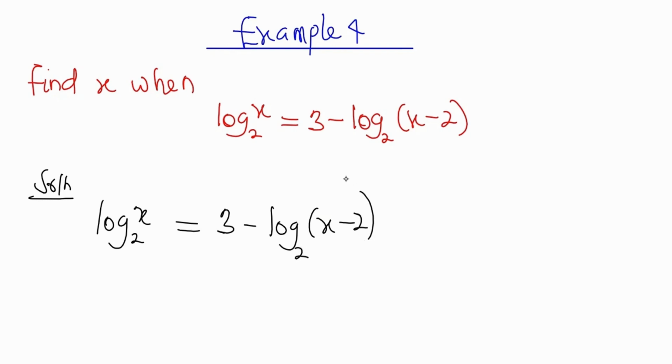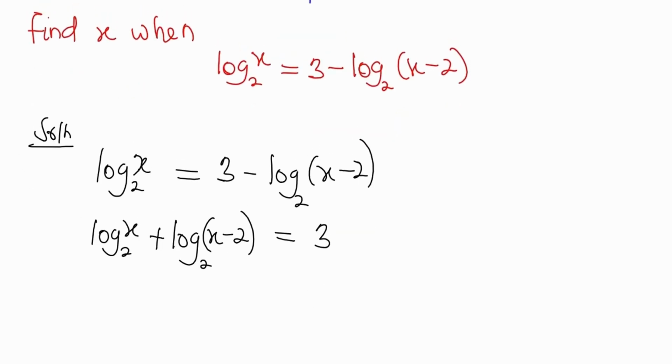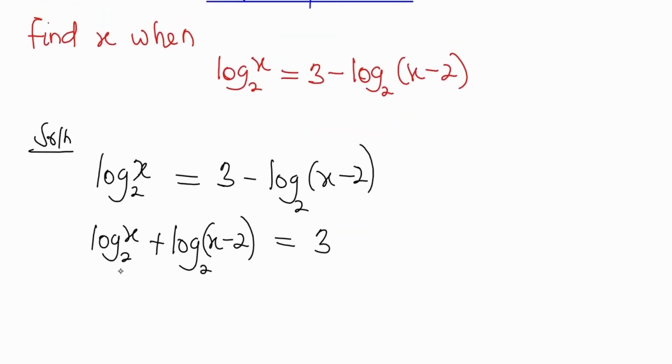So here we can group like terms, that is the logarithms at one side and the non-logarithms at a different side. So it means that we are going to have log x base 2 maintained here, and when we transpose minus log of x minus 2 base 2 to the left hand side, we have the logarithm of x minus 2 base 2, which is equal to 3 maintained at the right hand side. Now we can see that they have the same base and the logarithms are being added.